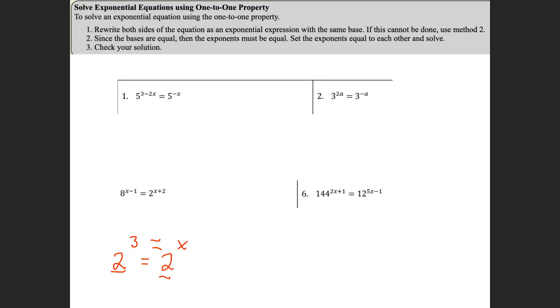If you're solving an exponential equation tonight, if the bases are the same, you just set the exponents equal to each other. So in this problem, it would just be 3 minus 2x equals negative x. Then I would solve this. I would add 2x to both sides. This would give me 3 is equal to 1x, x equals 3. Awesome.